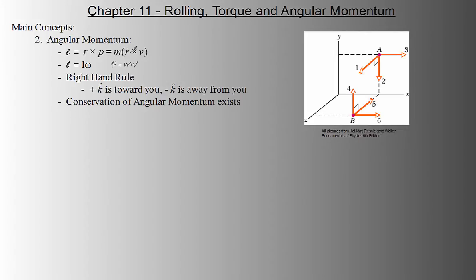So we do the cross product of r cross v, and you'll need to use the right-hand rule for this, which we did way back in chapter 2 or 3. I already forget. And don't forget the convention that positive k is towards you. So positive x is to the right, negative x to the left, positive y up, negative y down, positive z out towards you, and negative z away from you.